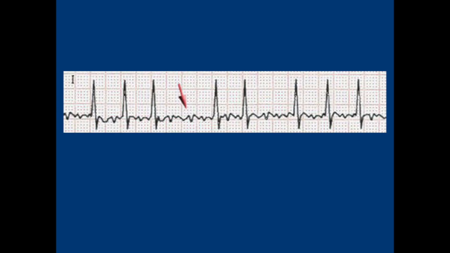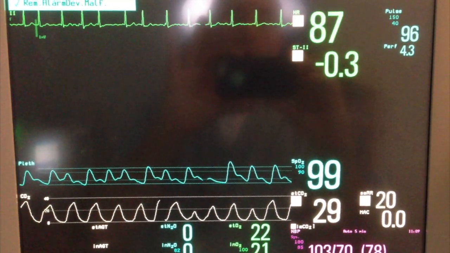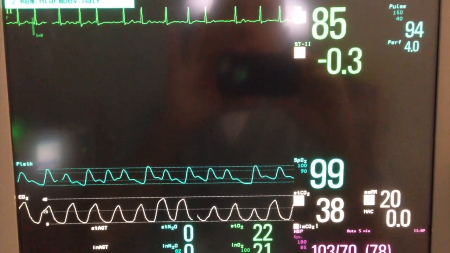Don't pay any attention to the red arrow. Look at the signals and look at what's going on with the P waves. So this is AFib or atrial fibrillation. This is just a monitor view of a person that's in AFib, so I took a screenshot of that.